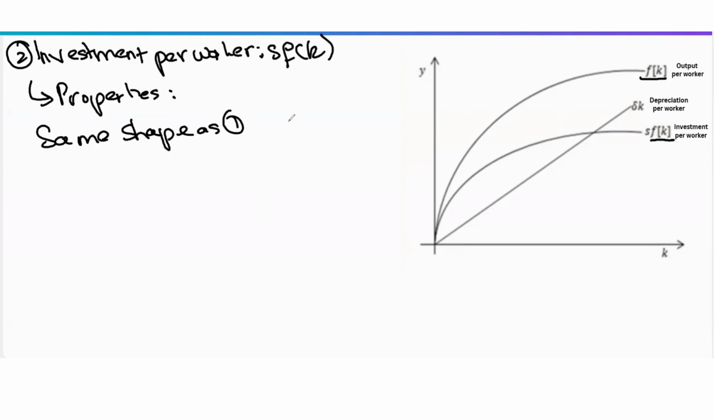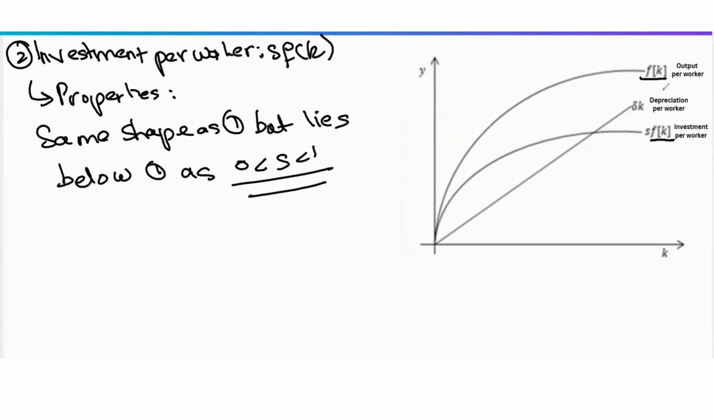So same shape as 1, but lies below 1 as we can see, i.e. the per worker production function, as the saving rate is between 0 and 1, right? So the saving rate, because it's between 0 and 1, is just a scaled down version of the per worker production function. So it's just a scaled down version of 1 by s, right?